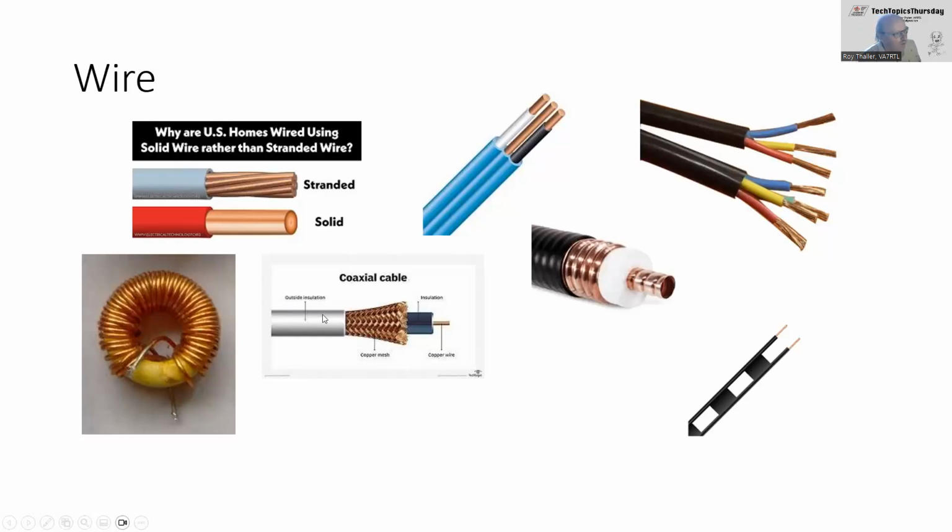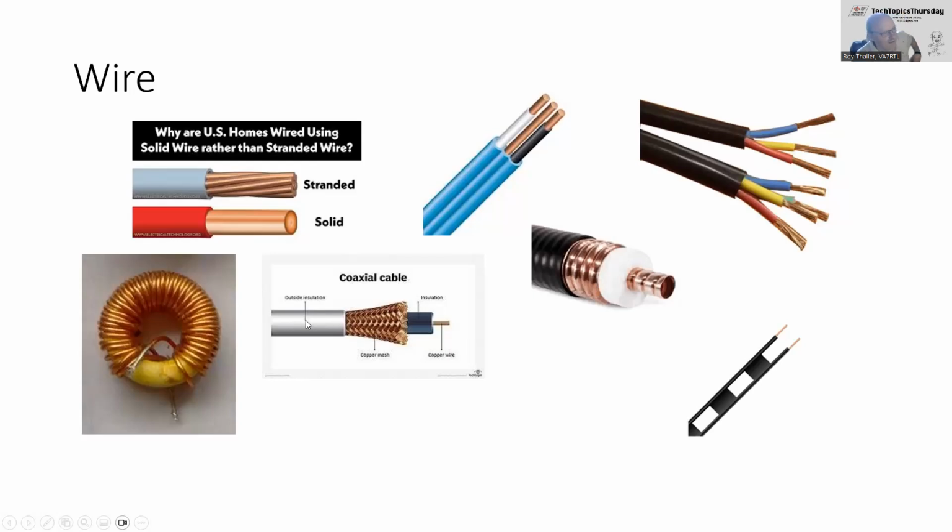Here's a typical coax cable where you've got your center copper wire, you have some form of insulation, then you have your outer shield, which is typically copper or aluminum. Sometimes it can be foil or both foil and copper, and then you have some sort of protection on the outside.